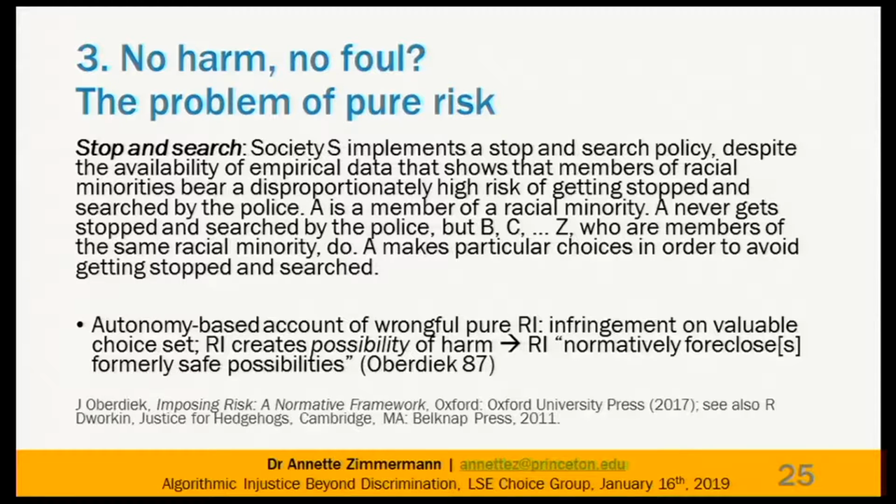Now, there's one particular account that explains why pure risks can be wrong. It's the kind of autonomy-based account that people like John Oberdiek and Renée Rösch have defended. So this account says, here we infringe on A's valuable choice set because A makes other choices than he or she otherwise would have made. And this risk imposition is problematic because it creates the possibility of harm. Very often people approach risk as a probability issue, but actually in this case, because we've adopted this policy, we've just made it possible that the stop and search scenario can happen for A. Right? And so in Oberdiek's words, here the risk imposition normatively forecloses formally safe possibilities, and this is what he sees as this kind of objectionable autonomy infringement, where my basic interest in autonomous decision-making is set back significantly by the presence of this pure risk, despite the fact that I, as an individual agent, never actually experienced the associated harm.